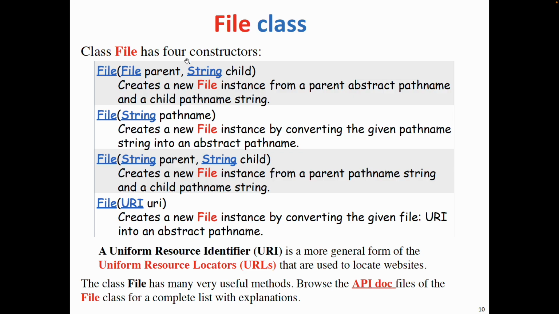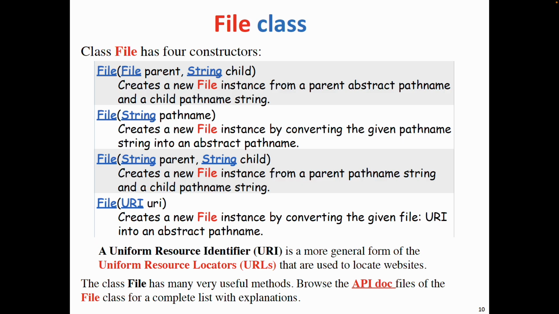The current version has 4 constructors, which means it is overloaded and takes different parameters. Well, first you can give a file object for its parent and then a string for its name, or you can use a string of just a path name. We will give an example, or the parent name and the child name. By the parent, what do I mean? Do you have any idea what the parent is?